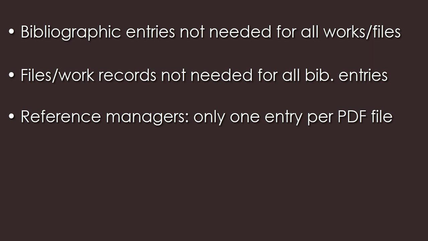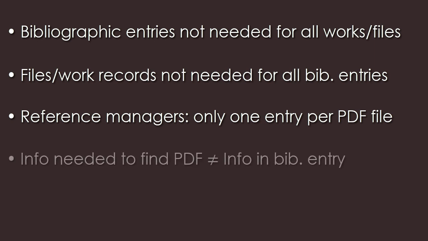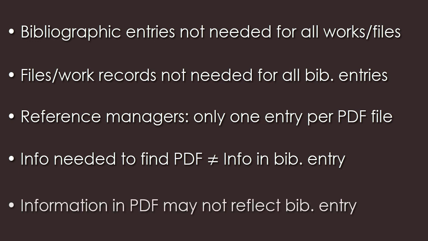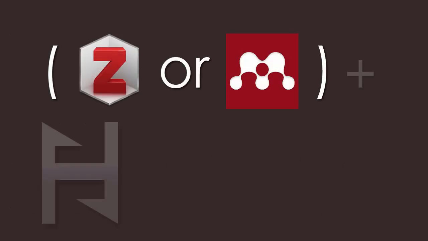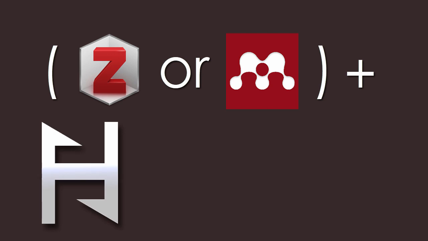For example, the information that you need in order to find a given PDF may be different than the information in the associated bibliographic entry, and the bibliographic details that you want to use in your bibliography may be different from those in the PDF file itself. This might happen if you want to cite the original publication details of a journal article, while your PDF version is of a chapter of a book where the article was reprinted. For all of these reasons, it is highly recommended that you use a reference manager like Zotero or Mendeley to manage your bibliographic details and use Hypernomicon to manage the actual PDF files.